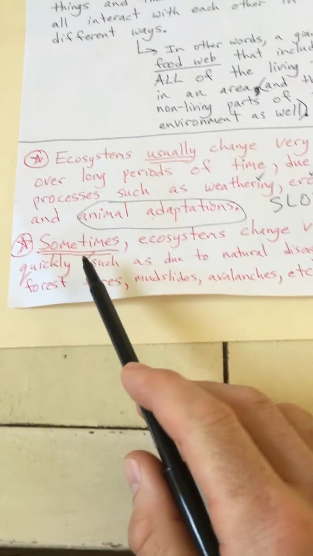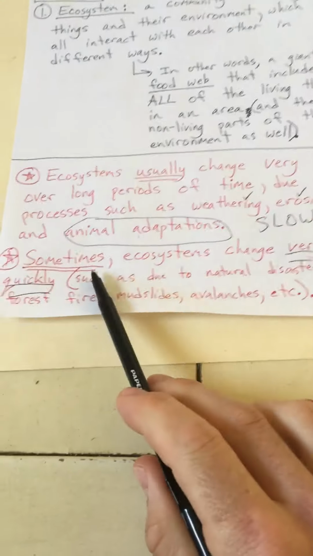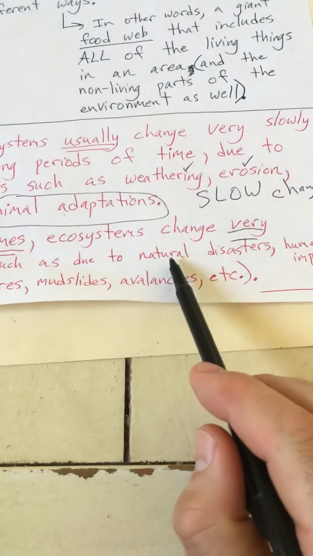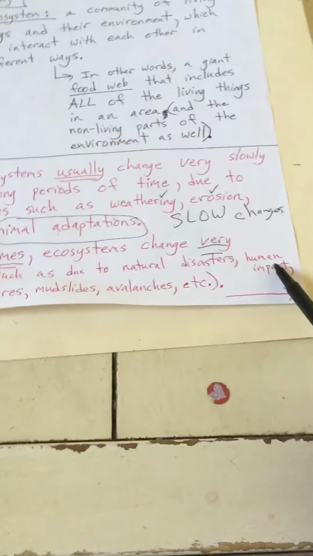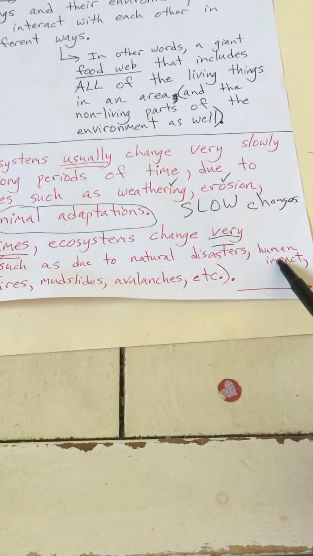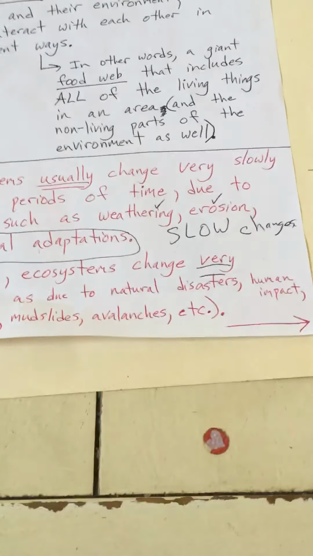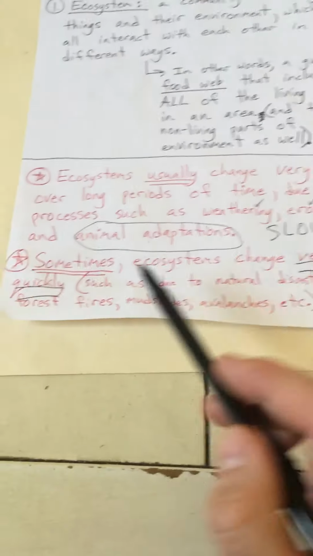But for a moment, for today, I want to talk about how sometimes ecosystems change very quickly. So usually they change very slowly. Sometimes, so not very often, they change very quickly. Such as due to natural disasters like earthquakes or tornadoes or something like that would happen. It would change an ecosystem very quickly. Human impact, so if people came and built a condo community, or they built some new buildings or a new library and they took out a park in order to do that, then that would very, very quickly change an ecosystem.